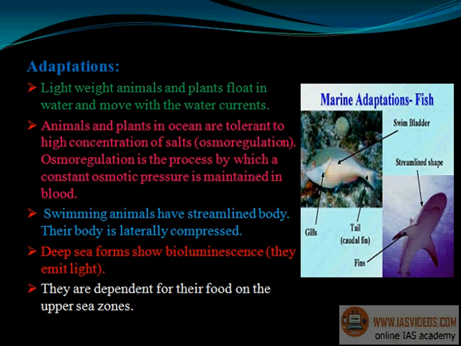Swimming animals have streamlined body. Their body is laterally compressed. Deep sea forms show bioluminescence. They emit light. They are dependent for their food on the upper sea zones.